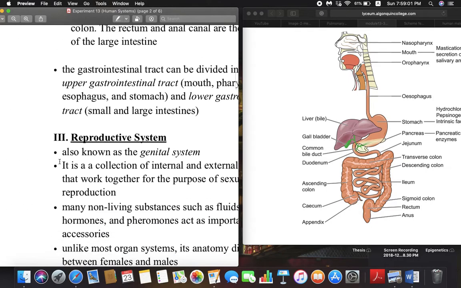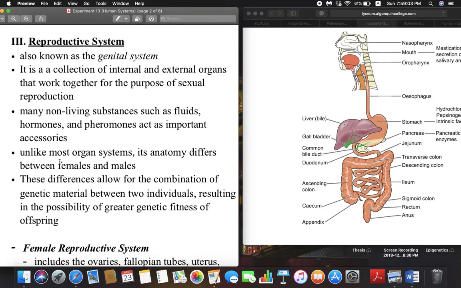Next, we're going to talk about the reproductive system. Its other name is the genital system. It is a collection of internal and external organs that work together for the purpose of sexual reproduction. We have many non-living substances such as fluids, hormones, and pheromones that act as important accessories.